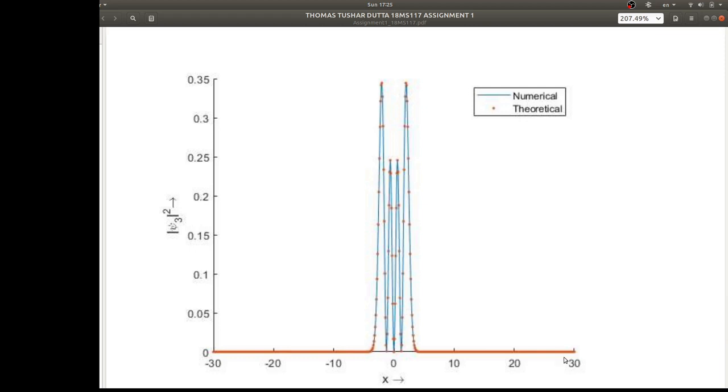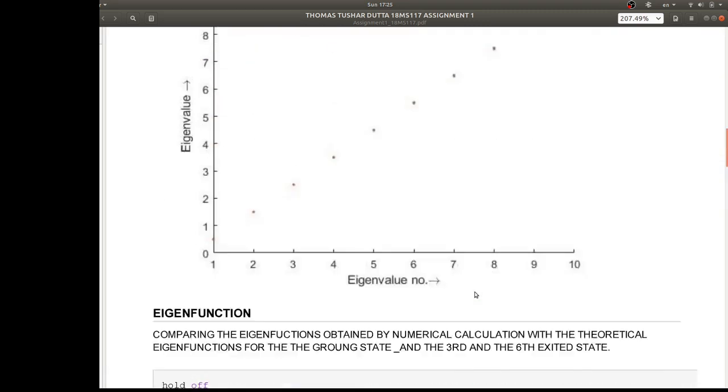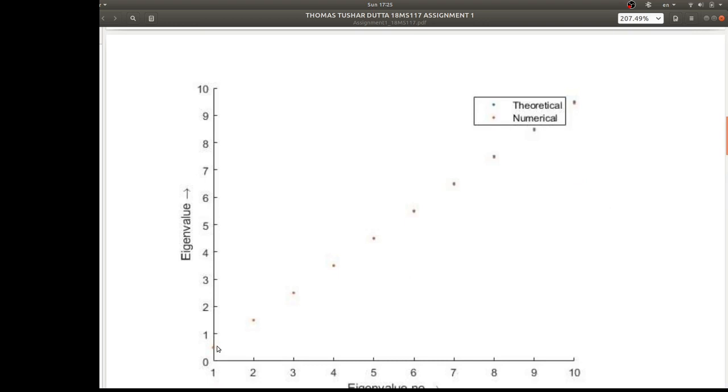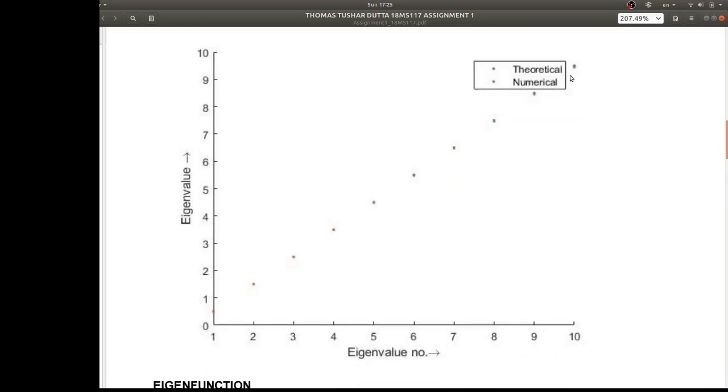But if you divide the x-axis into a reasonably large number of segments, then it really gives a reasonably accurate result. Only if you go to far higher eigenvalues will these two start to deviate from each other. Otherwise you get reasonably accurate results by the method that I showed, the matrix method.